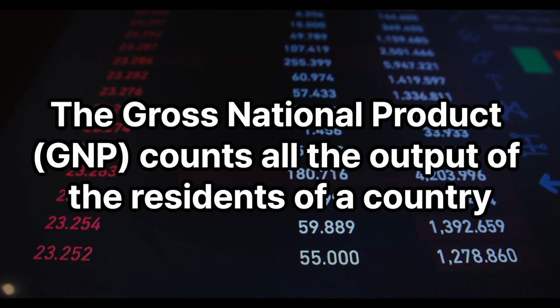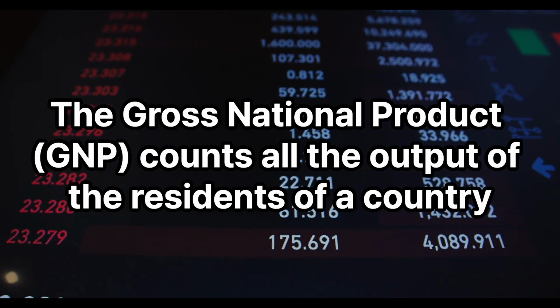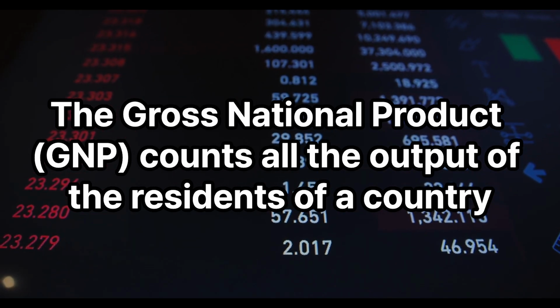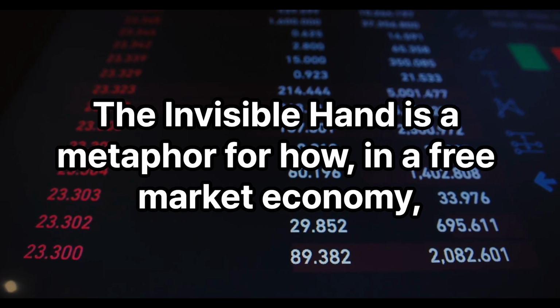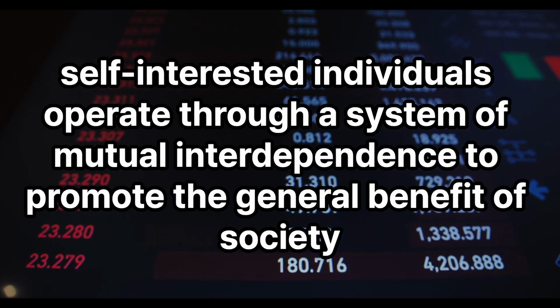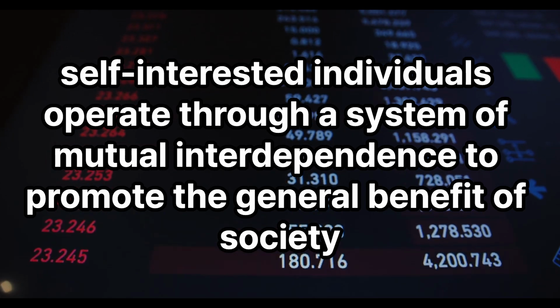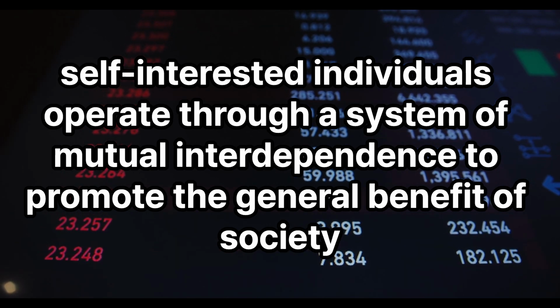The gross national product (GNP) counts all the output of the residents of a country. The invisible hand is a metaphor for how, in a free market economy, self-interested individuals operate through a system of mutual interdependence to promote the general benefit of society.